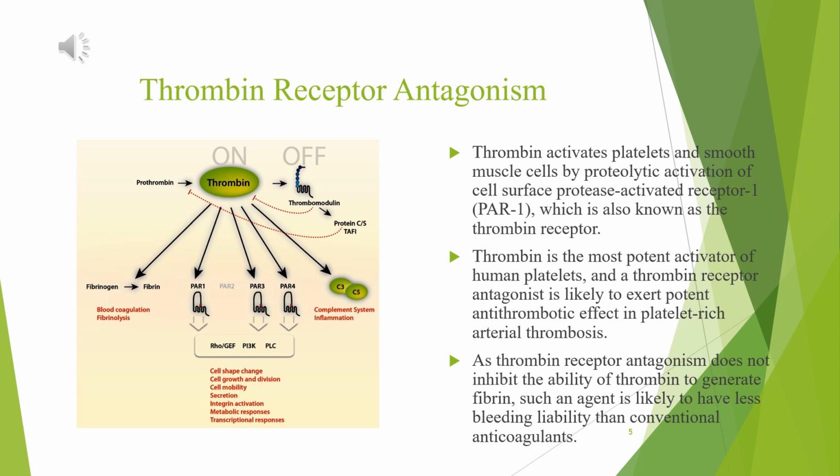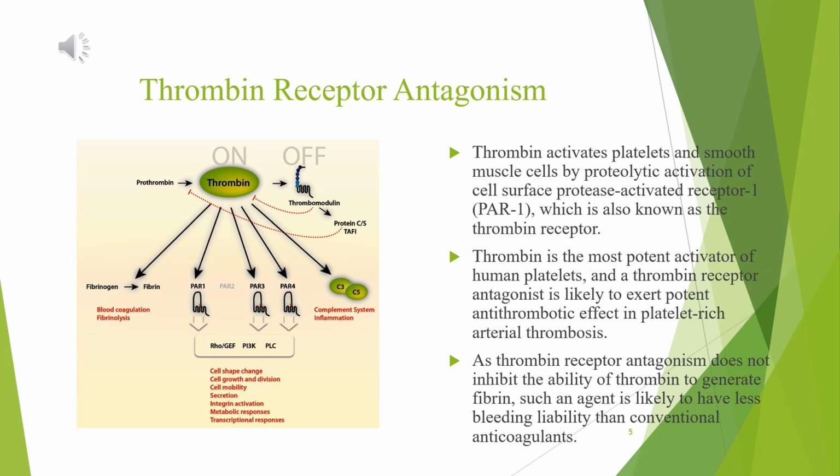Thrombin receptor antagonism. So thrombin activates platelets and smooth muscle cells by proteolytic activation of cell surface protease activated receptor 1, or we call this PAR1, and this is known as the thrombin receptor. So you need to remember PAR1, okay? It's the thrombin receptor. So thrombin is the most potent activator of human platelets, and a thrombin receptor antagonist is likely to exert potent antithrombotic effects in platelet-rich arterial thrombosis, okay?